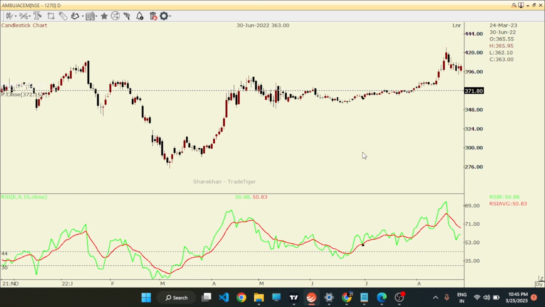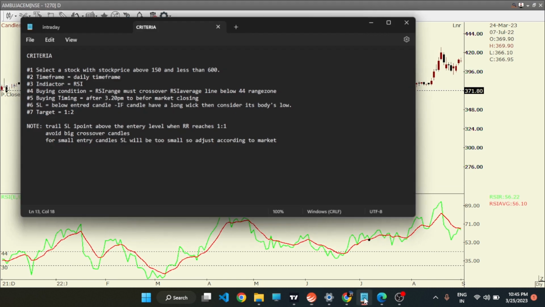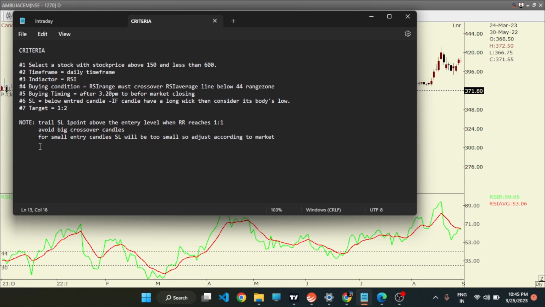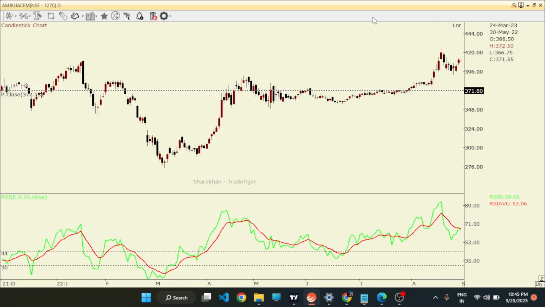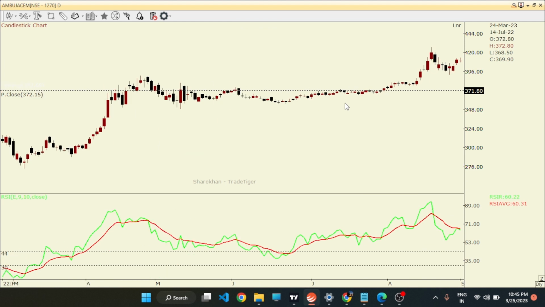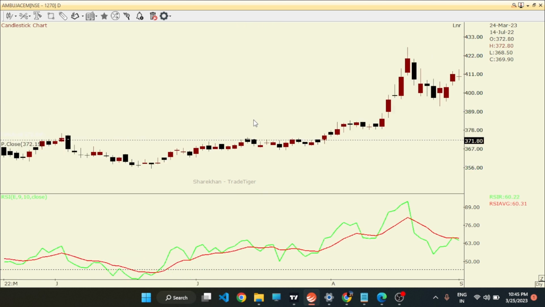So as I told you in the note, for small entry candles SL will be too small, so adjust according to the market. As you can see, this is a small entry candle and this stop loss will also be very small, below 1 rupee. So we need to adjust according to this candle, according to the market.